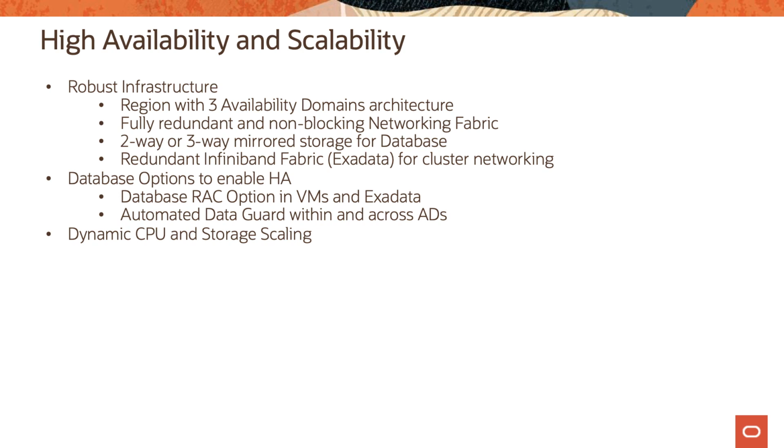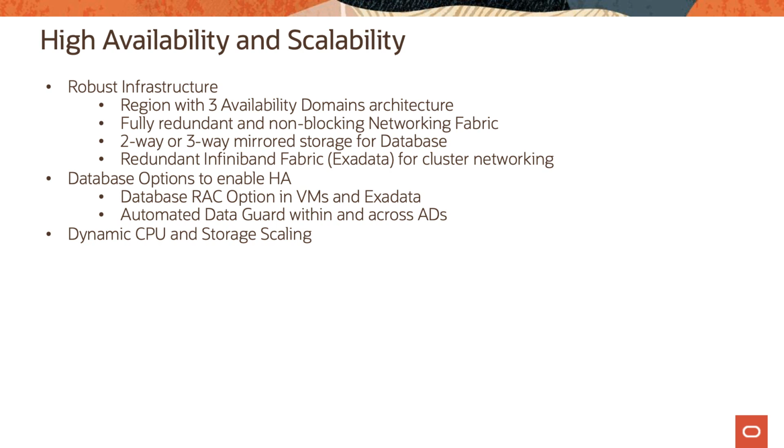OCI has robust infrastructure. It has regions with a 3 availability domains architecture. It has fully redundant and non-blocking networking fabric. And you have the option of 2-way or 3-way mirrored storage for databases. In the case of Exadata, it has redundant InfiniBand fabric for cluster networking.